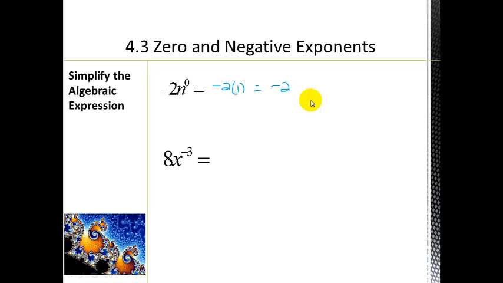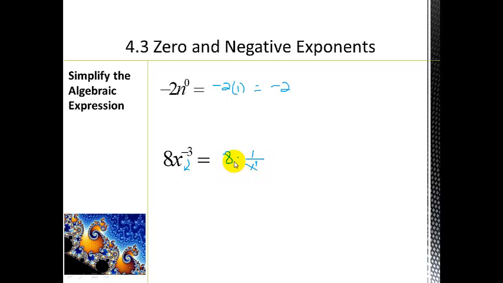Let's take a look at this one. I'm simplifying it, so I want to make it not have a negative exponent if it's possible. This is 8 times x to the negative 3. I'm going to leave the 8 where it is. He's happy, and x to the negative 3 is not happy. The only way to make this exponent positive is to flip it to the bottom, so it's going to be times 1 over x to the 3rd power.